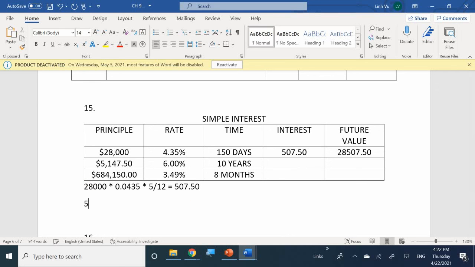Okay. $5,174.50 times 6% times 10. Oh, yeah, times 10. Good. Gives you what? 308.85.